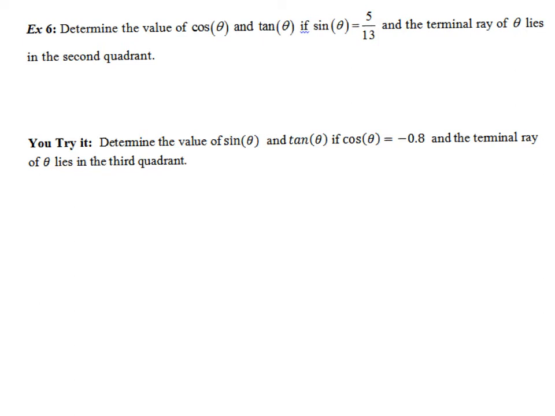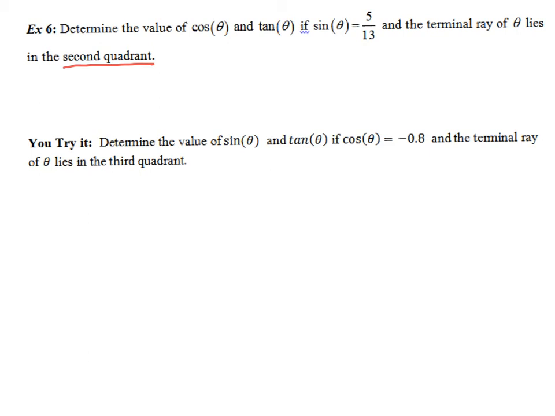For our last two examples, we're going to look at evaluating tangent by first evaluating cosine or sine from some given information. So in example number 6, it says determine the value of cosine of theta and subsequently tangent of theta if I know that sine of theta is equal to 5/13. You'll notice that for this example, my terminal ray falls in the second quadrant, so I'll have to take into account the positives and negatives in that quadrant.